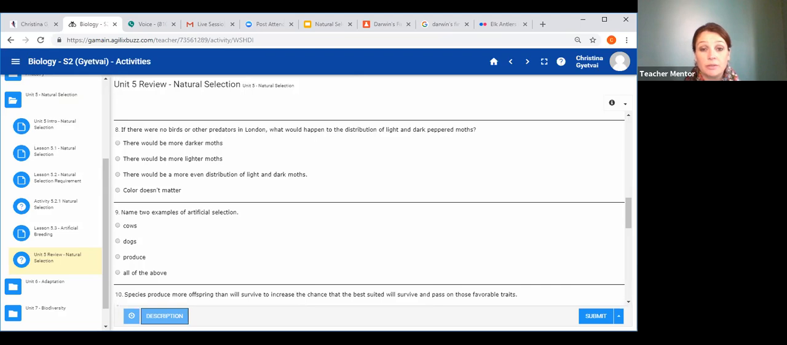Well, we talked about farmers and ranchers, talking about cows being reproduced to produce more milk. We talked about produce being reproduced to produce more of a yield. And then we also talked about dogs being artificially selected to meet the needs of the population in terms of being hypoallergenic. So number 9 would be all of the above.